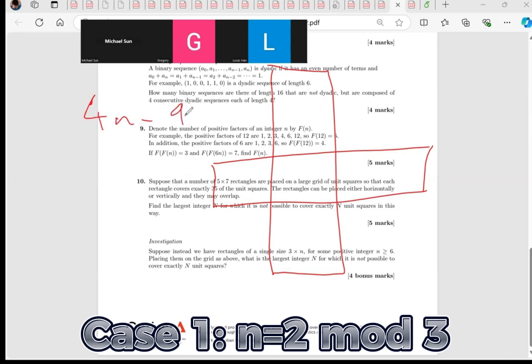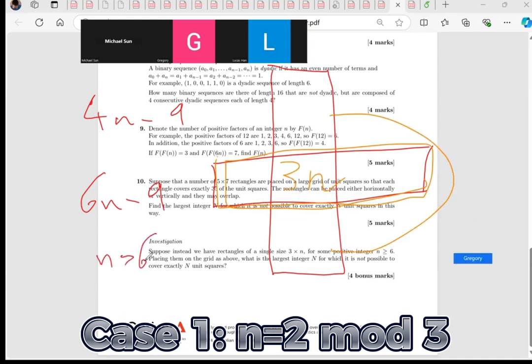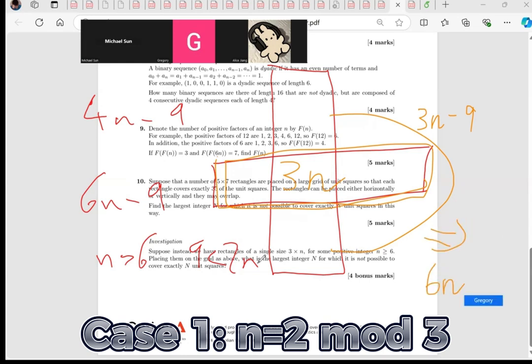Wait, no, this one we get way more. This one we get 6n minus 9, because n is greater than 6. This is 3n. Because n is greater than 6, 9 is smaller than 2n, so then that's bigger than 4n. So we know we can't achieve 4n minus 1.